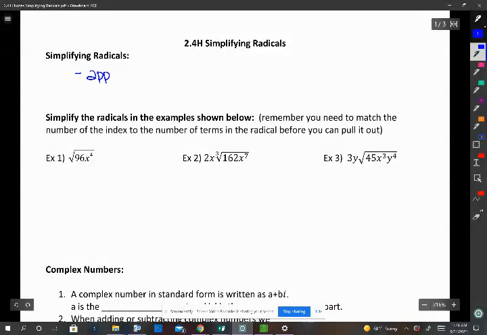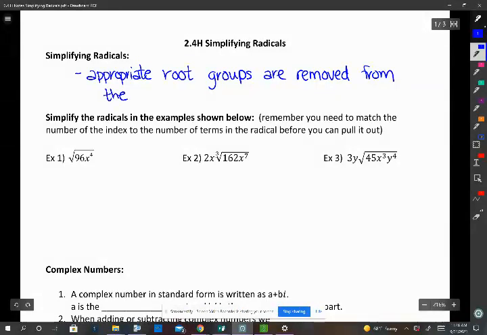Appropriate root groups are removed from the radical. And that will make more sense in just a minute.